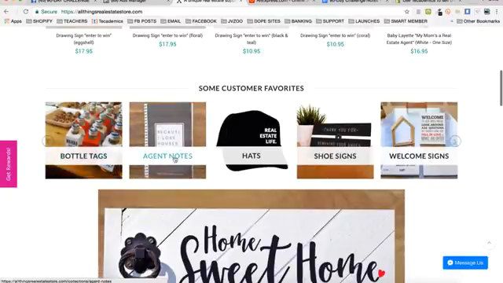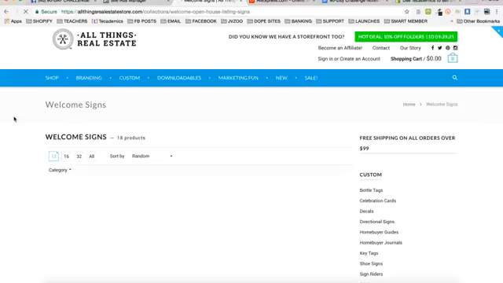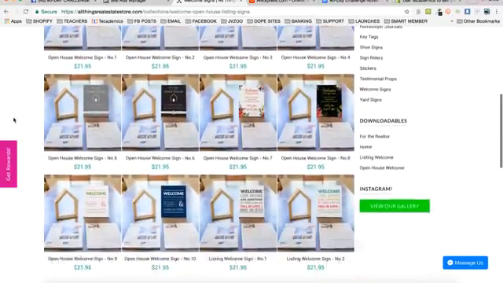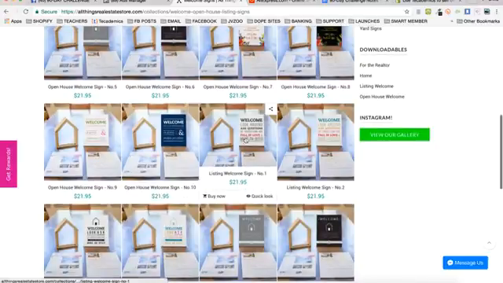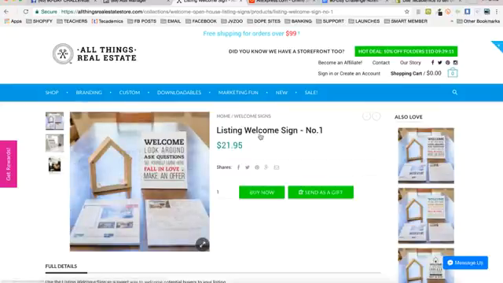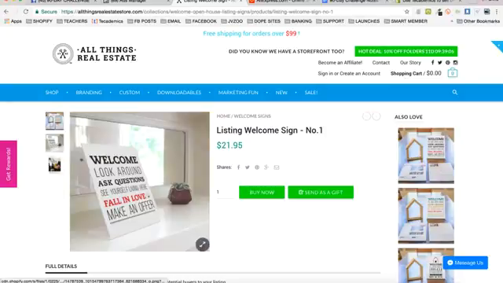They're selling bottle tags, agent notes, hats, signs. So you can click on a category, and they have all these different signs you can buy. Let's look at one of these signs. We're like, oh, this looks really cool. Let's click on this one. This is an individual product. It's called a listing welcome sign. It's $21.95, and there it is. There's a picture. You can put in more than one picture.